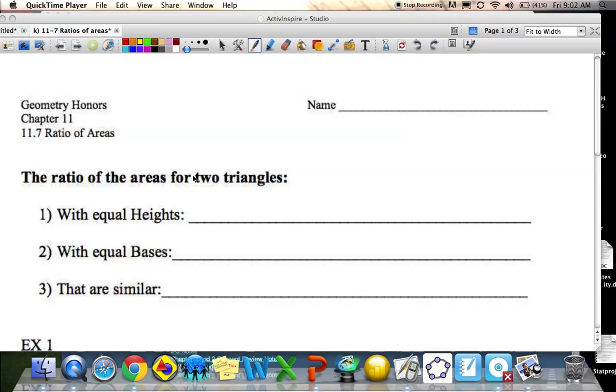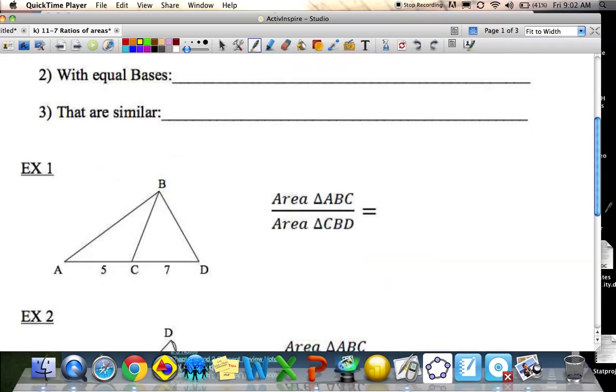Ratio of areas, section 11.7. We're going to investigate three relationships between areas of two triangles that have equal heights, equal bases, and that are similar. So before we fill in the notes up above, we're going to examine triangle ABC and triangle CBD.